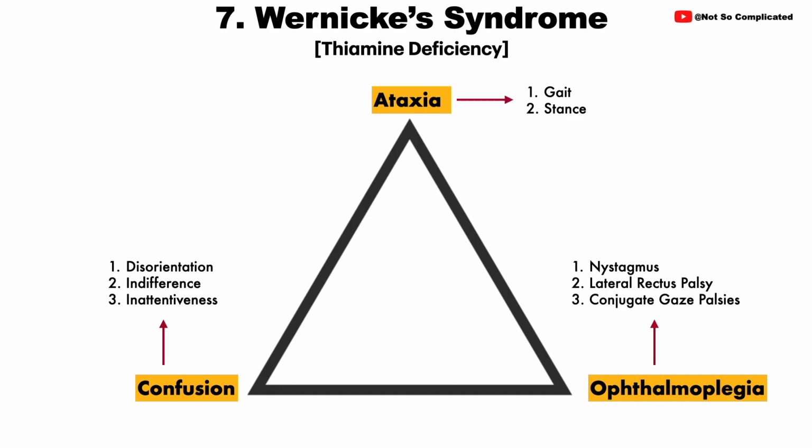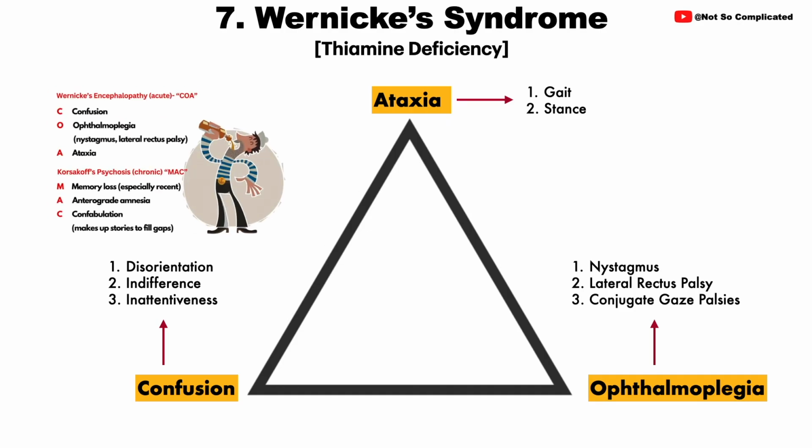There is a mnemonic called COA-MAC, all right? This is for Wernicke's encephalopathy and Korsakoff's psychosis. The first part is confusion, ophthalmoplegia, and ataxia. That is for Wernicke's encephalopathy, which is acute. And Korsakoff's syndrome is for chronic, MAC, that is memory loss, especially recent anterograde amnesia, and confabulation, which makes up stories to fill gaps, all right? So that is Wernicke's encephalopathy.